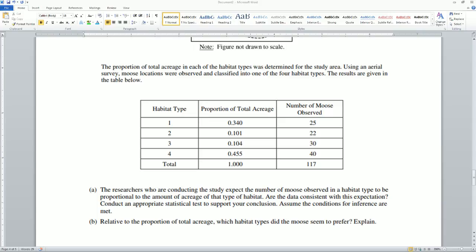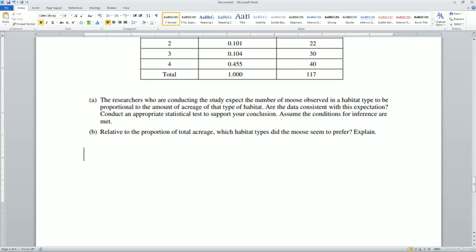Give me the null, so read, right? Give me what the H naught is and what your HA is. So give me H naught, then you're going to give me HA. What do you think?